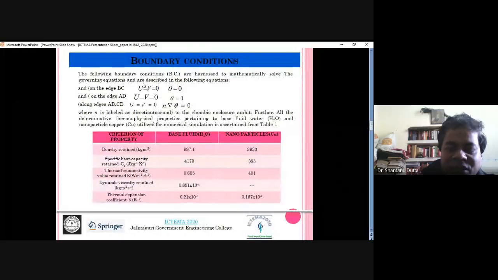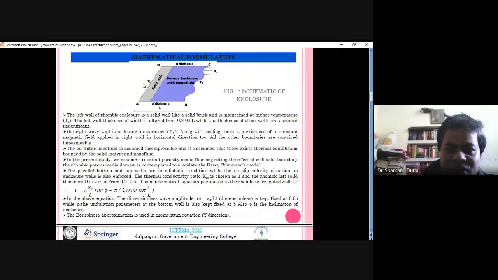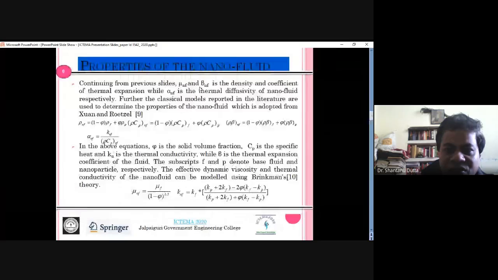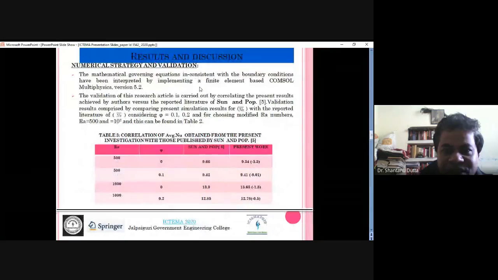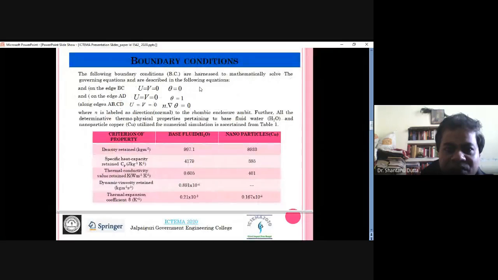And these are the boundary conditions adopted accordingly, with T_H and T_C. Along the left wall it is 1, along the right wall it is 0, and along the other edges it is adiabatic. n is labeled as the direction normal to the rhombic enclosure boundary. All the other thermophysical properties are taken from this table: density, specific heat capacity, thermal conductivity, dynamic viscosity, and thermal expansion, beta.